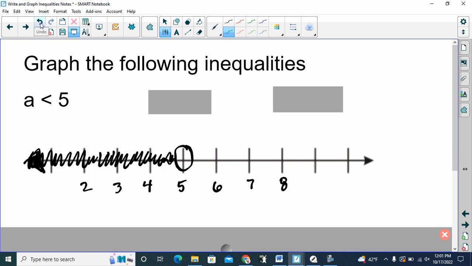So that's the first way we can figure out which way to shade, is to read the inequality. The 5 is bigger. I'm trying to shade in that variable, in this case a. So if 5 is bigger than my shading, I need to shade to the left.